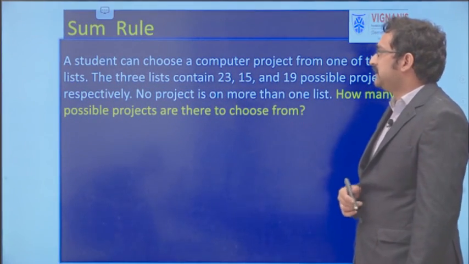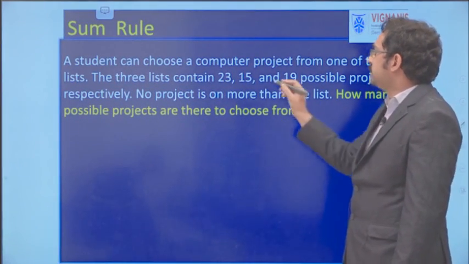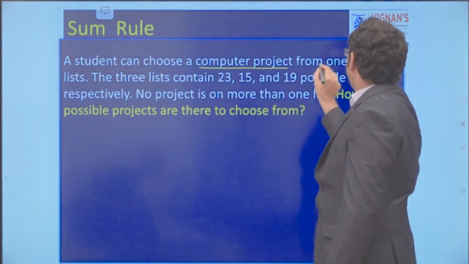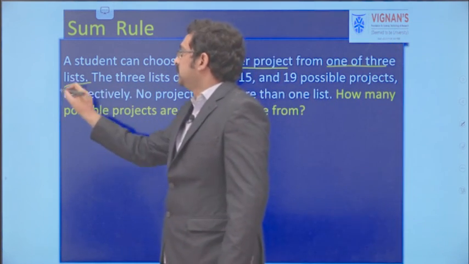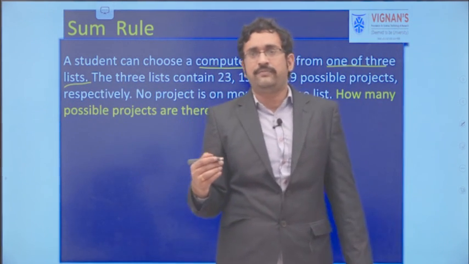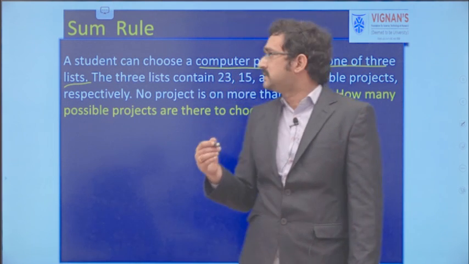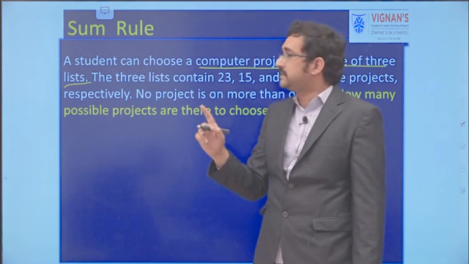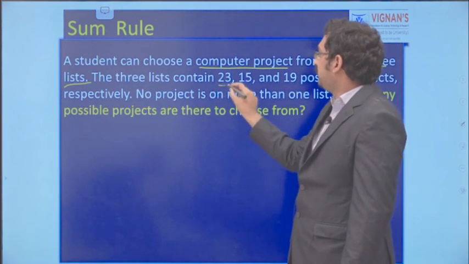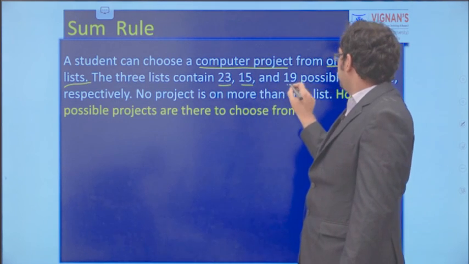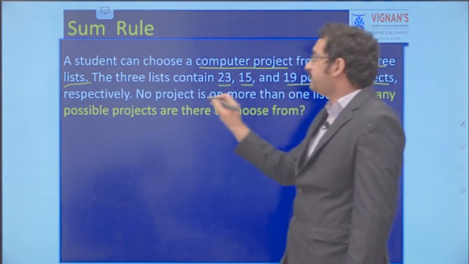Here one more example is given. A student can choose a computer project from one of the three lists. So three lists are given. From the three lists, the student has to choose one computer project. The lists contain 23, 15 and 19 possible projects respectively.